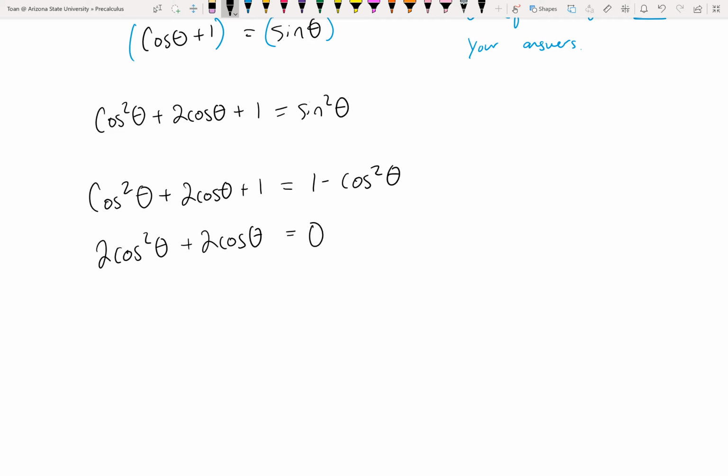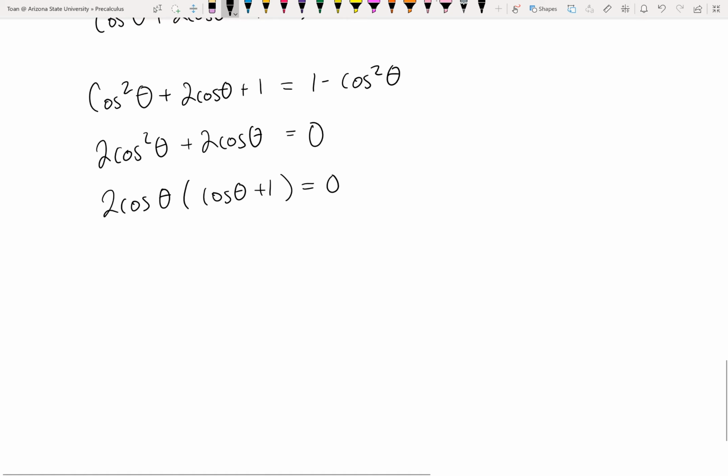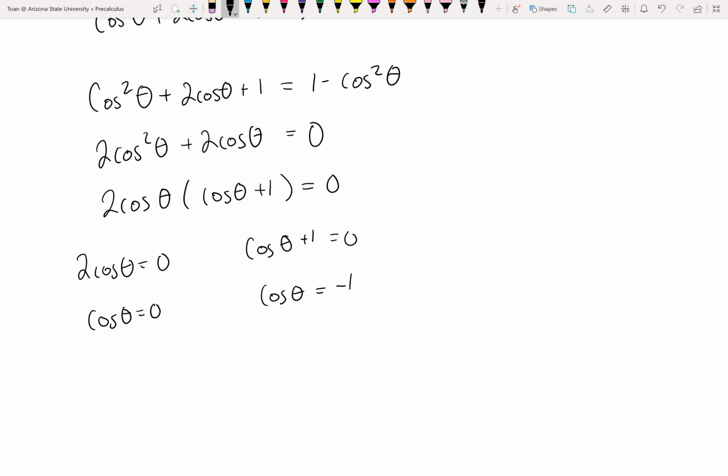So now we can factorize everything. We don't have a trinomial anymore, so this is not a regular quadratic. So let's just do the greatest common factor. We can pull out a 2 cosine. And then the zero product property says 2 cosine theta equals 0, and cosine theta plus 1 equals 0. So you get cosine of theta equals 0, and cosine of theta equals -1.